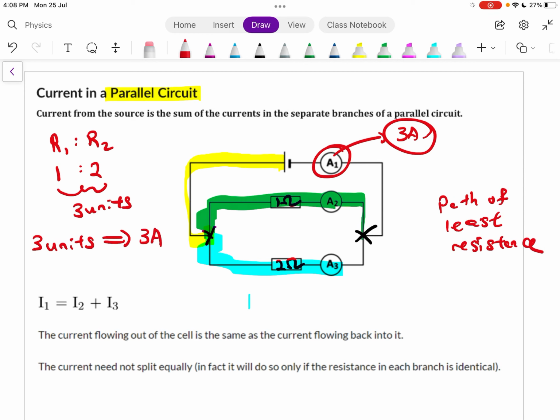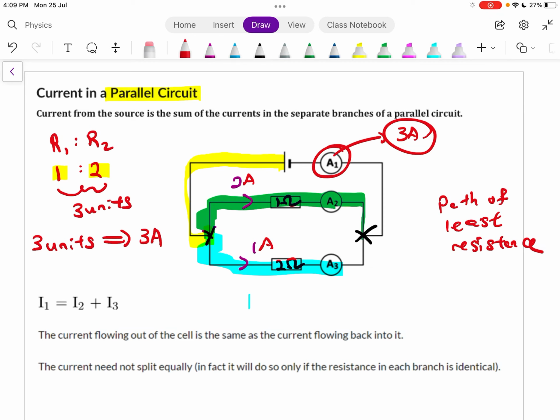Now we determine how much current is going to flow through the green path. For the green path, since I want more, you look at the ratio and multiply by 2 units, because this path will have 2 units of current flowing through, and the second path will be 1 unit only. So 3 ampere divided by 3 times 2 will give you the 2 ampere that we are interested in, and the second path will be only 1 ampere. So that's how we use the ratio to calculate the current in the respective branches.